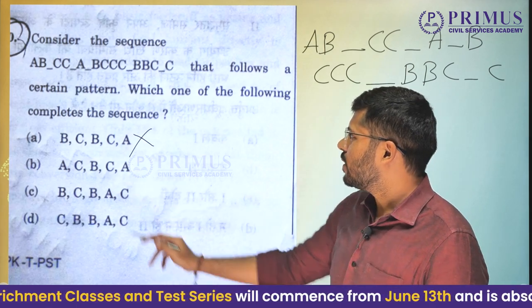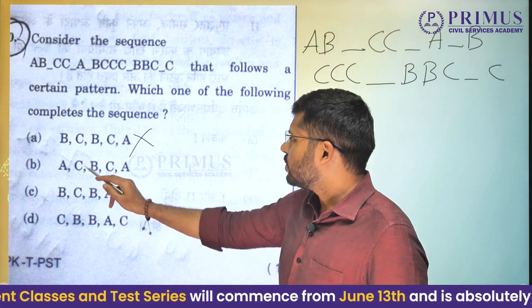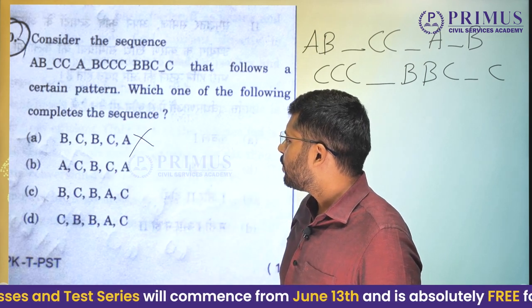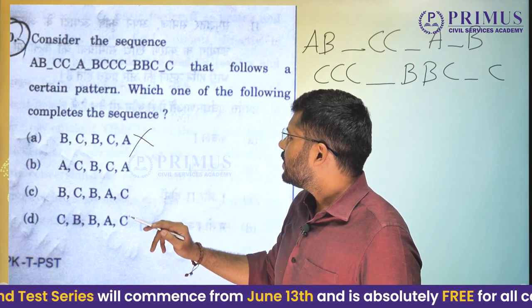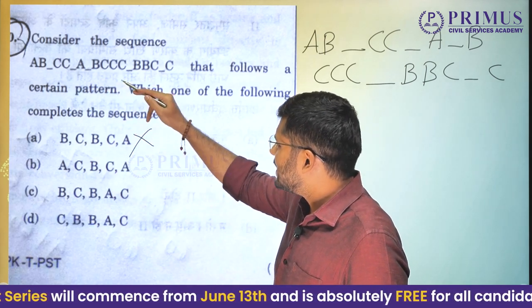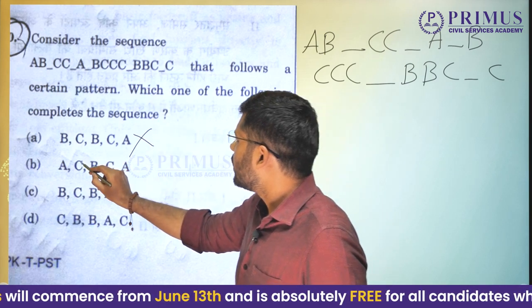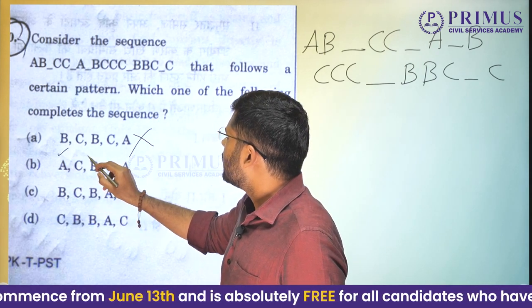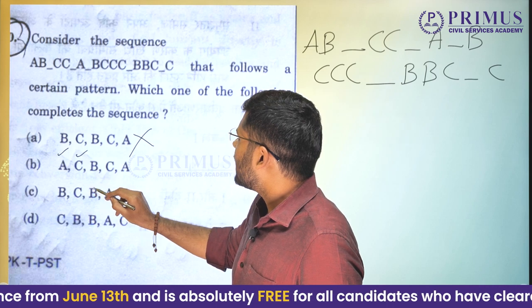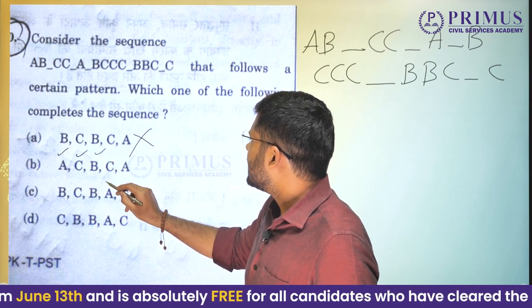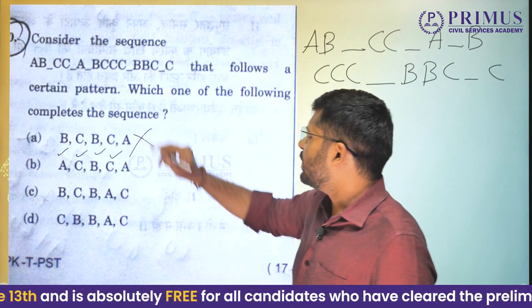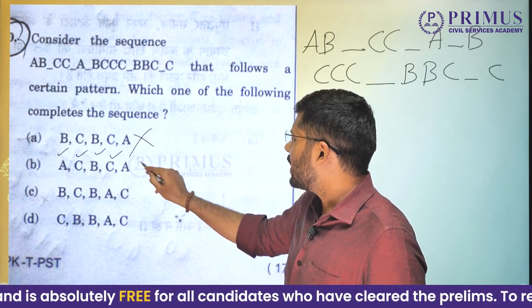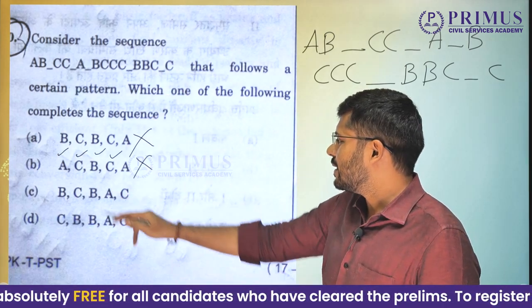Let us try option B. If we start with this one, we get ABACCC, ABBACC, then ABBCCC, then CBBC. So again, no clear pattern. Let us try the third one.